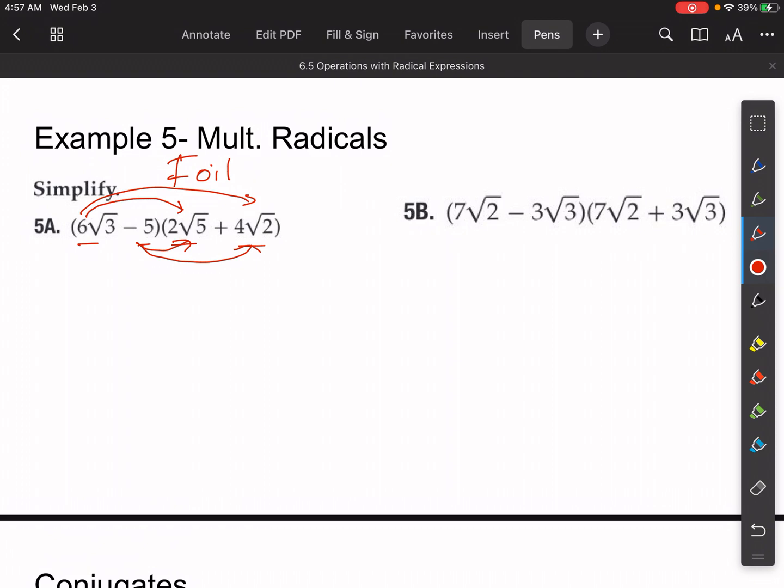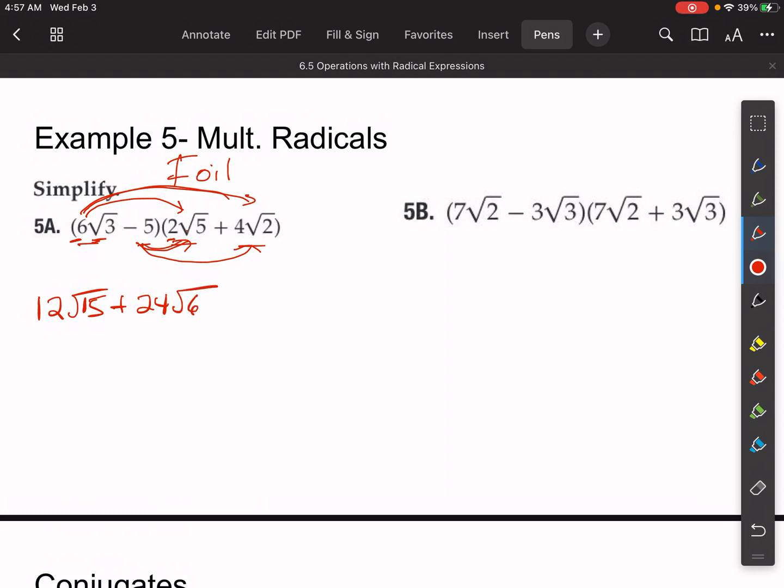So let's do the first terms. When we do that, we get 6 times 2, which is 12. Then we multiply the whole numbers first on the outside, and then the radicals. So square root of 3 times square root of 5 is the square root of 15, which cannot be simplified. Okay, and then I keep going. So let's do our last terms. So this will be plus 24. Square root of 3 times square root of 2 is square root of 6.